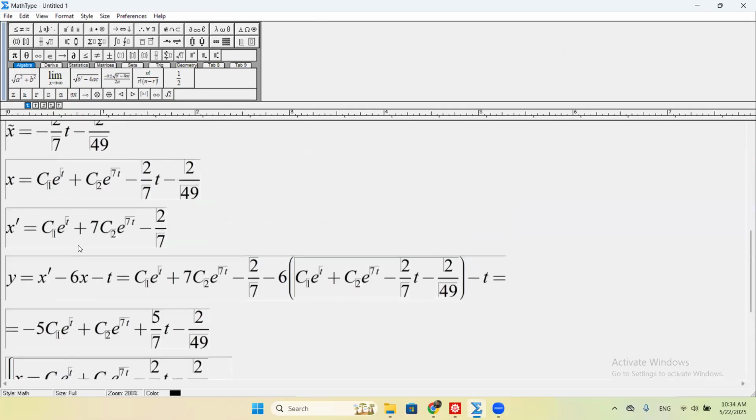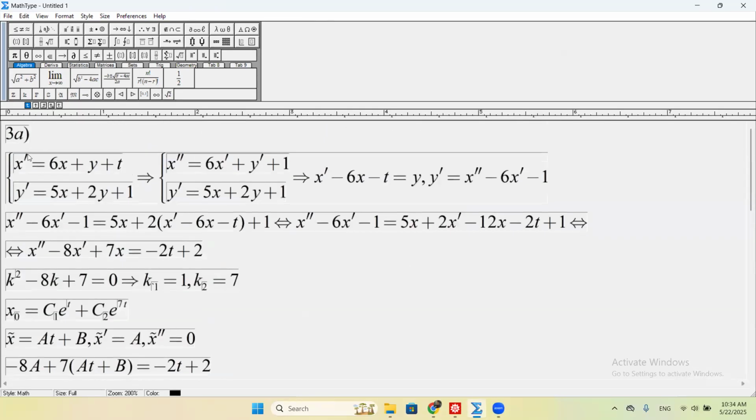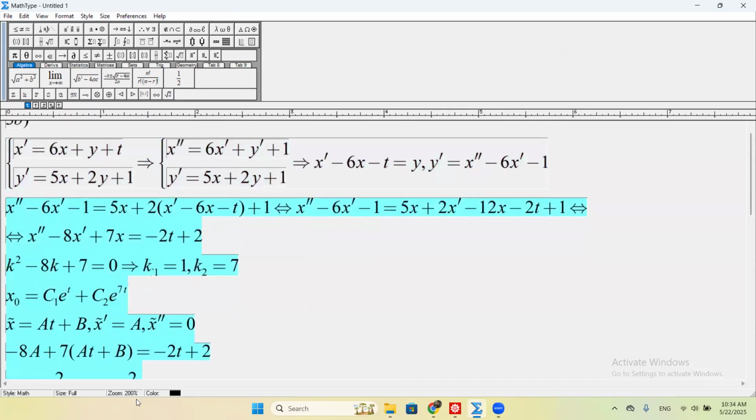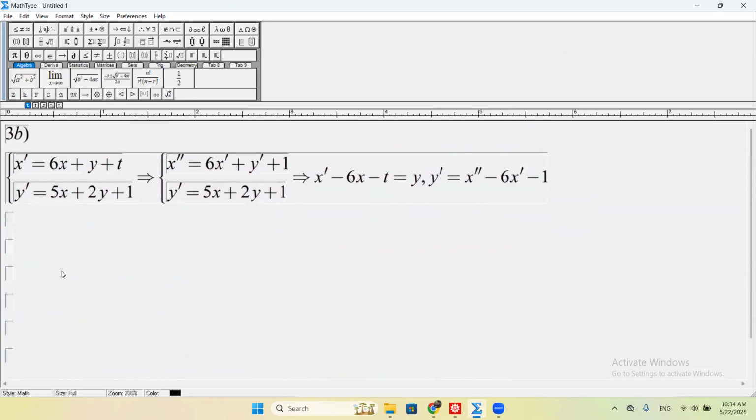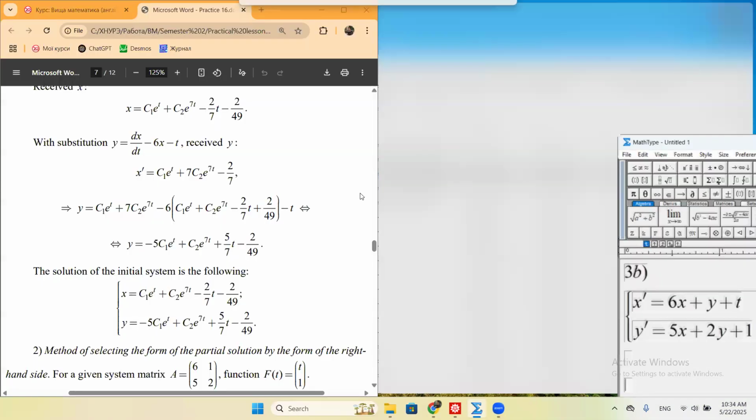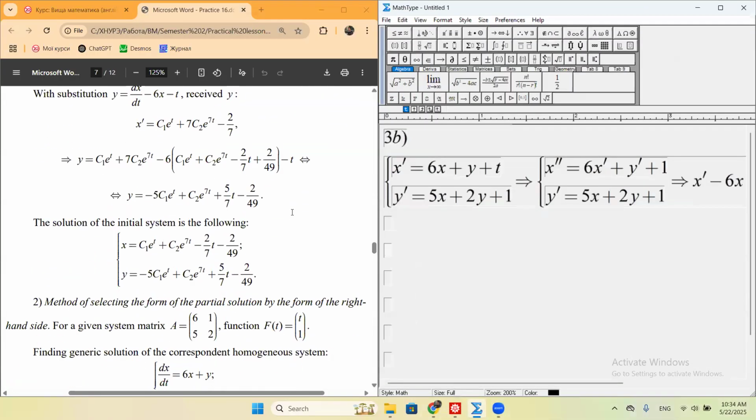Okay, if no questions, solving with another method. I will not erase the system, so 3b, and with finding the partial solution. Let me check. Yeah, so selecting the form of the partial solution by the form of the right hand side.